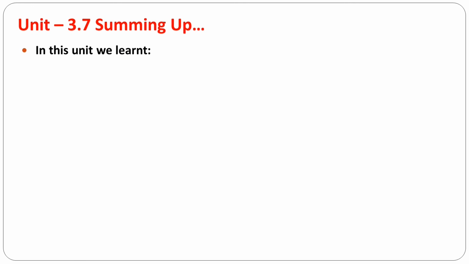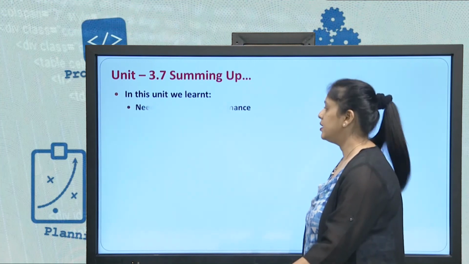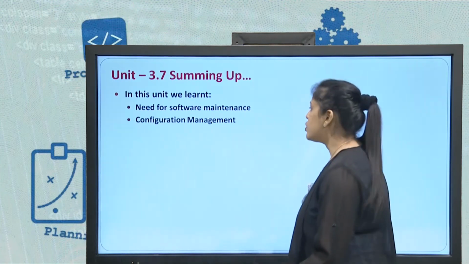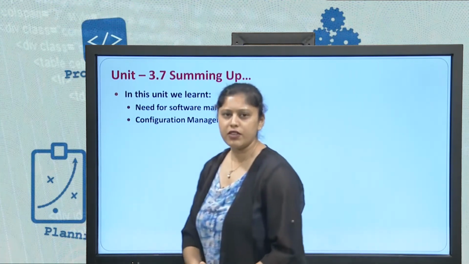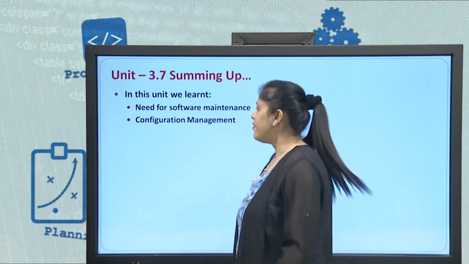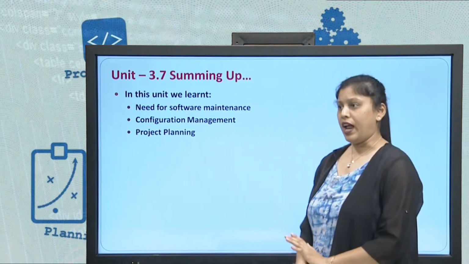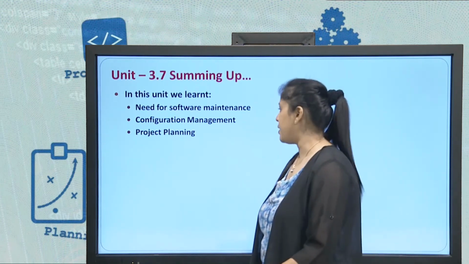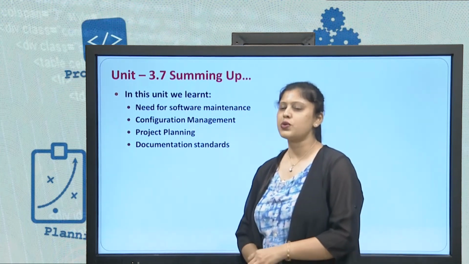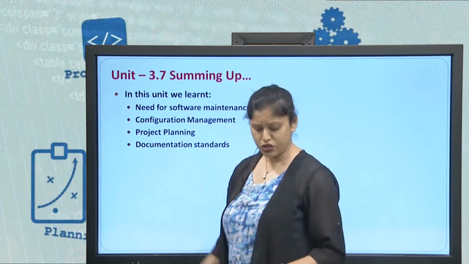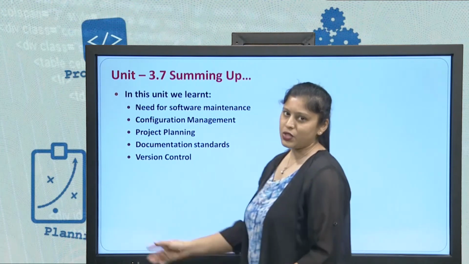Let us sum up what we have done in this unit. We learnt the need for software maintenance, why we require to maintain our software. Then we saw configuration management: how we can configure our software, what the essential steps are, and why we need to configure it. Then project planning: if I am building a project, it definitely needs a particular plan. Then documentation standards, one of the most important parts of my project, and the three different standards for preparing documentation. Last was version control.